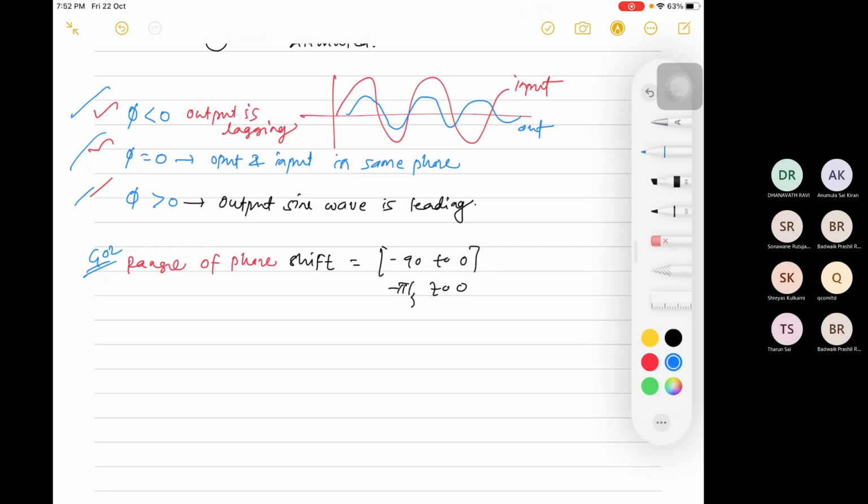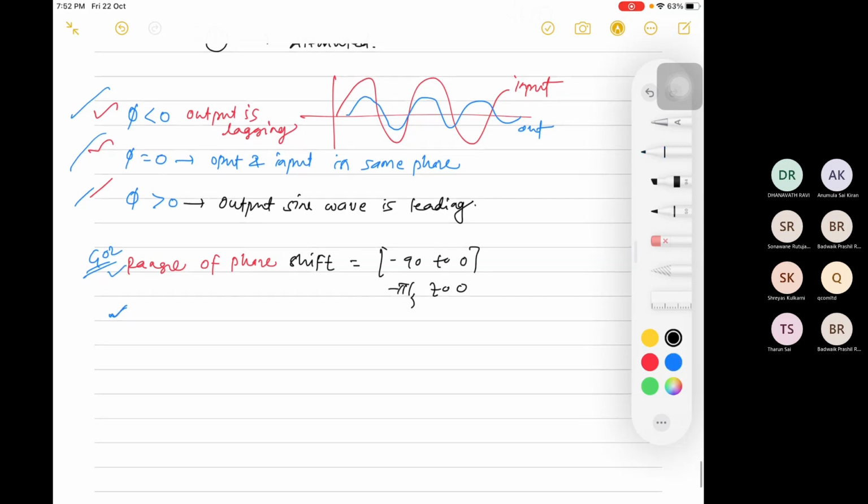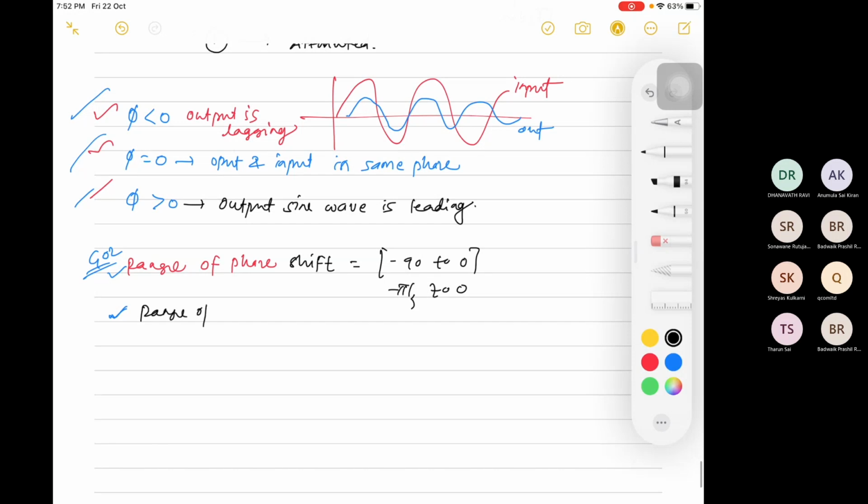Anyone would like to add? I didn't hear. Anyone? And what is the range of phase lag? Phase lag, it is already telling you lag. That means it is a mod value, a positive value.